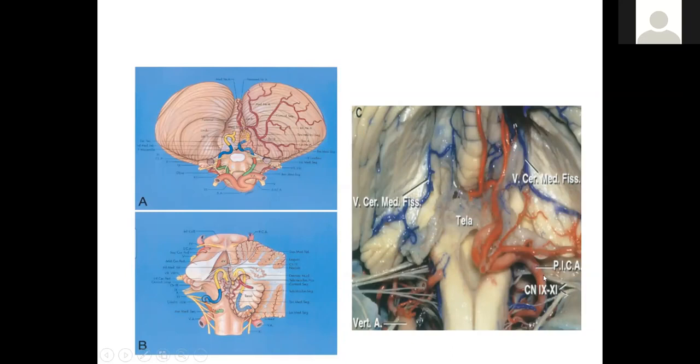We have the posterior inferior cerebellar artery as it courses here and gets into the cerebellomedullary fissure. This is relevant because, as we can see, this artery is intimately related to the medulla oblongata. So during surgical procedures, particular care has to be taken to separate the posterior inferior cerebellar artery and protect it from injury during the procedures.